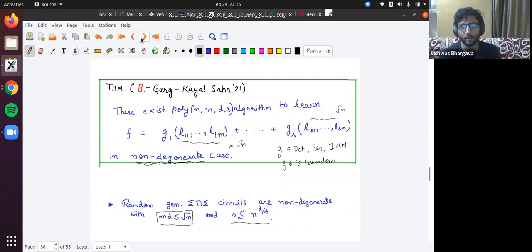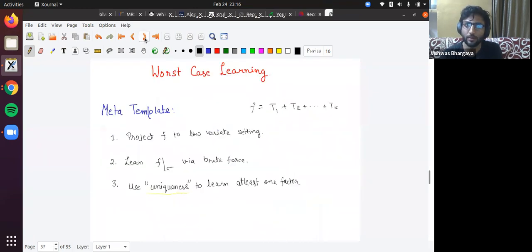So now I will move to the worst case template. That's the template for worst case plan. Okay, sorry for the noise. So here the meta templates again, this T1, T2 up to TK again.